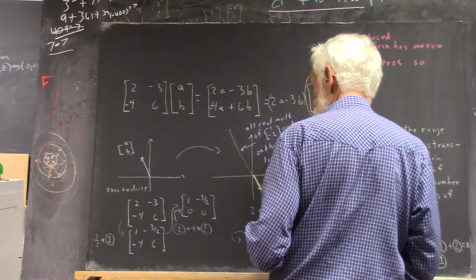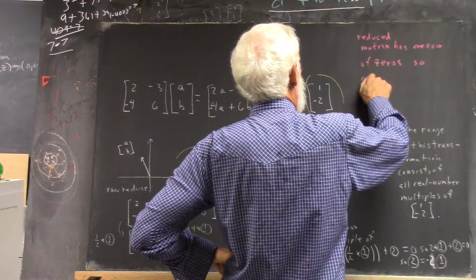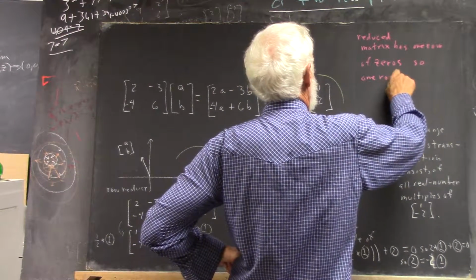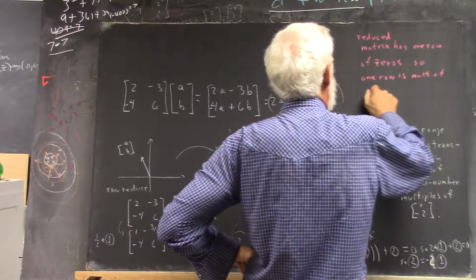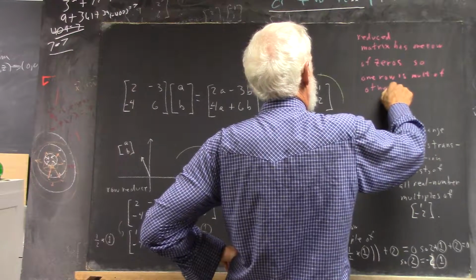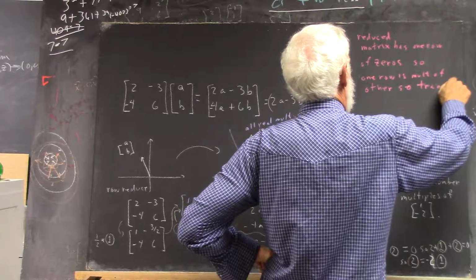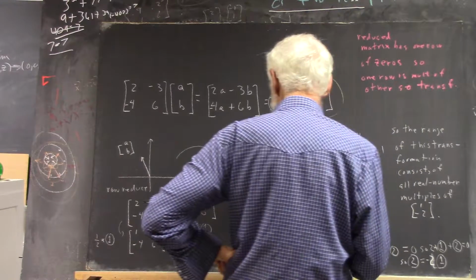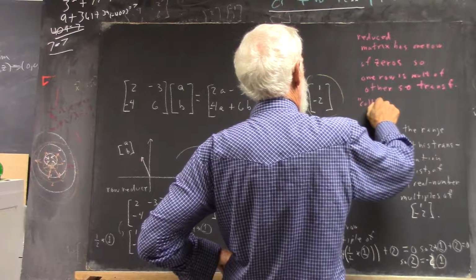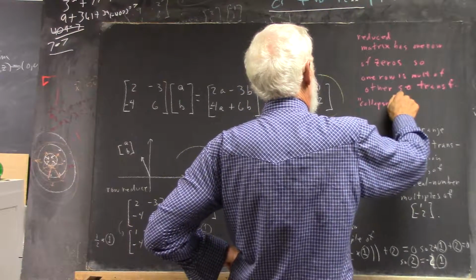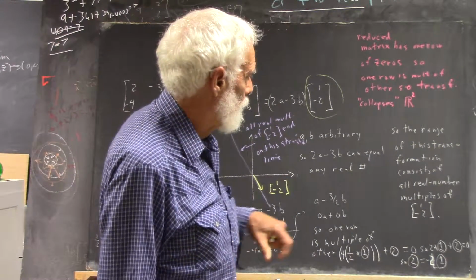So one row is a multiple of the other. So the transformation collapses R2. Now I haven't used that notation before.